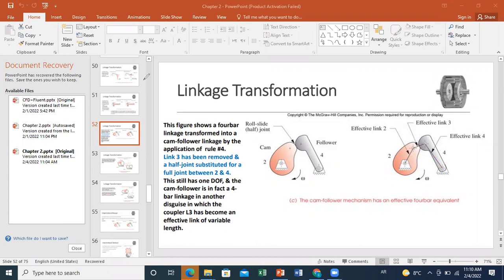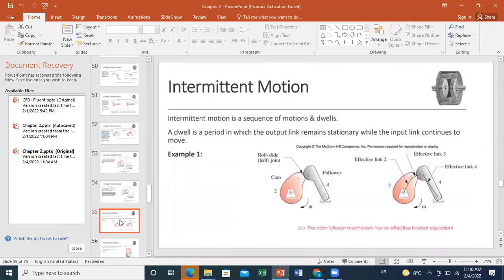Now we will start to define different intermittent motions. Okay. What is the idea of intermittent motion? Intermittent motion is when I can cause a sequence of motions and dwells in a certain mechanism. What do we mean by a dwell? When we say dwell, this means that for a certain period of time, my follower is not moving. Okay. And how can I produce this?